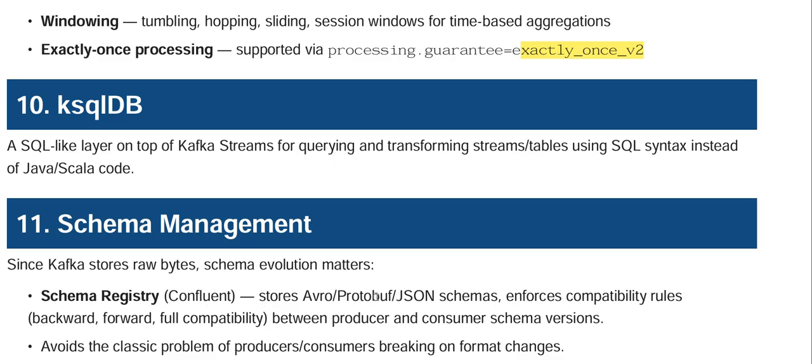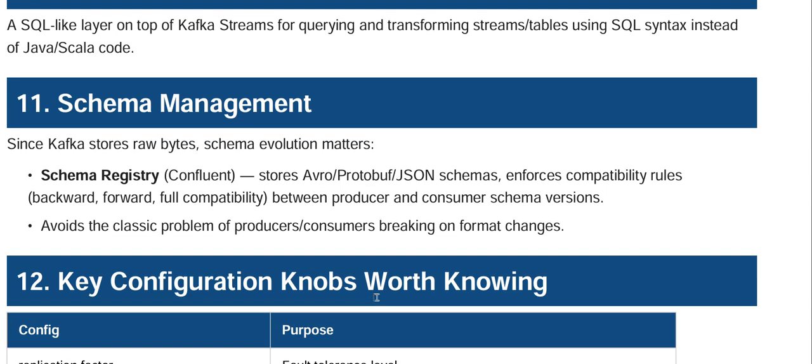And the last one is schema management. This is important, since Kafka stores raw bytes, so schema evolution matters. The Schema Registry stores Avro, Protobuf, and JSON schemas, enforcing compatibility rules, backward, forward, and full compatibility, between producer and consumer schema versions. This avoids the classic problem of producers and consumers breaking on format changes.